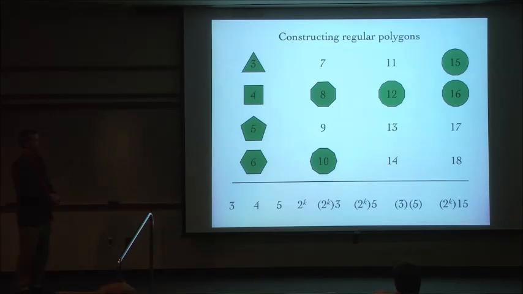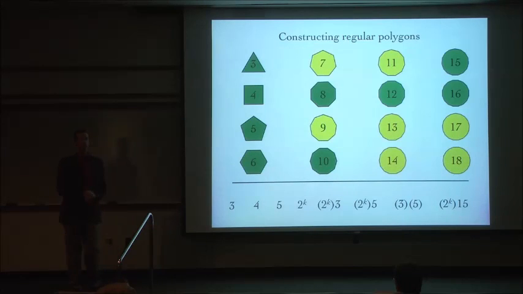And so by 300 BC, when Euclid wrote his Elements, these were the polygons that were known to be constructible by compass and straight edge. Okay? And by the end of the Greek period, that was it.